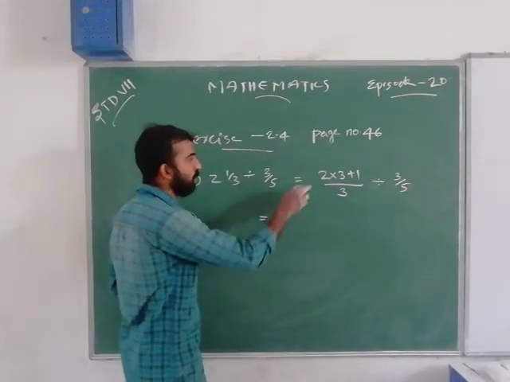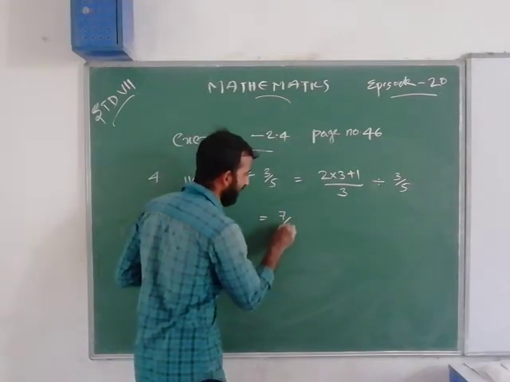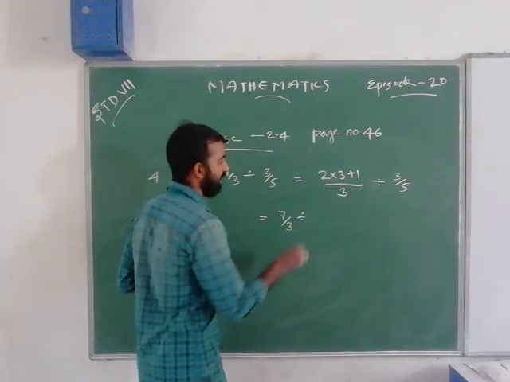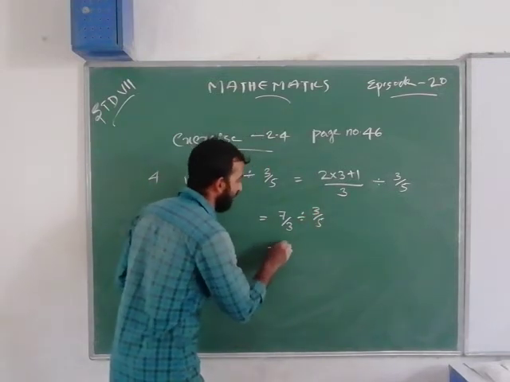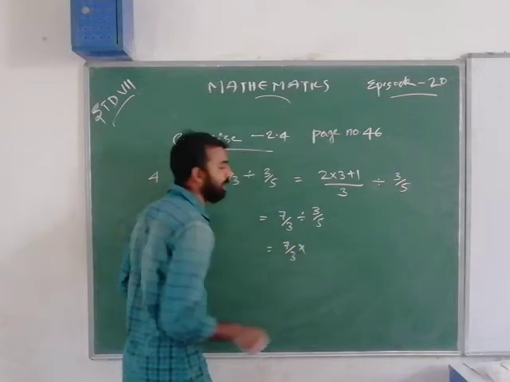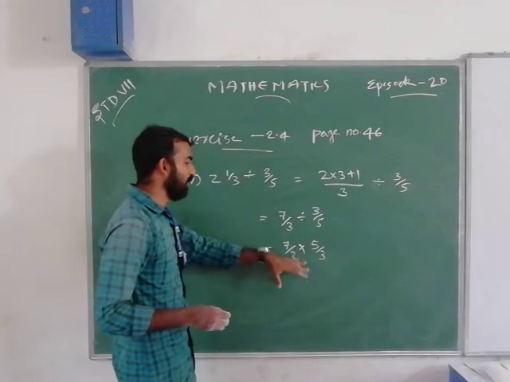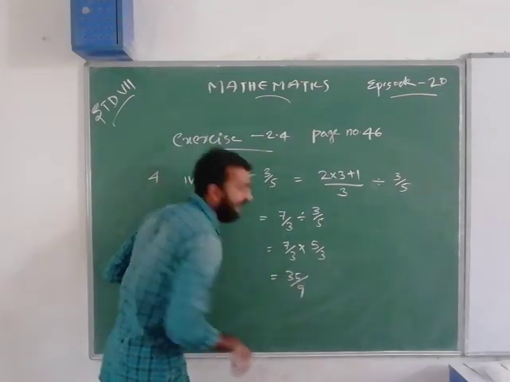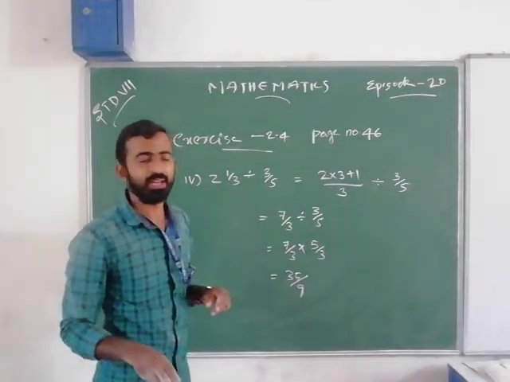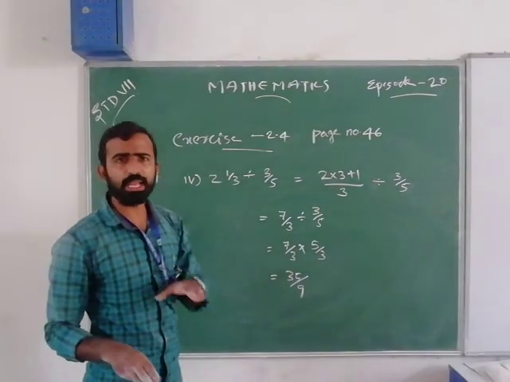2 into 3 means 6, 6 plus 1 is 7. 7 by 3 division 3 by 5. Next step, we can write 7 by 3 into 5 by 3, that is 35 by 9. That is, 7 into 5 we get 35, 3 into 3 we get 9.